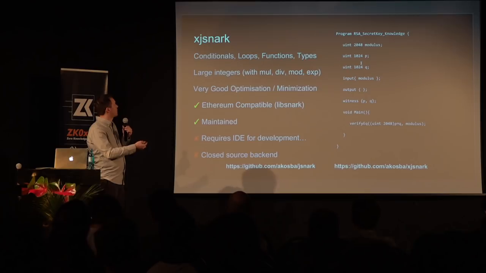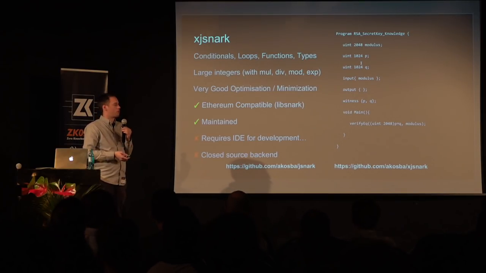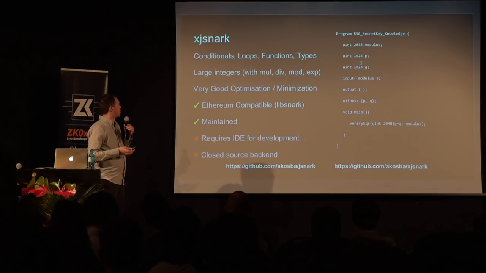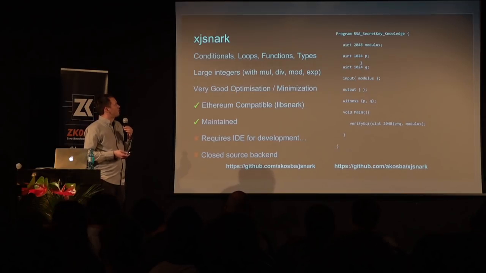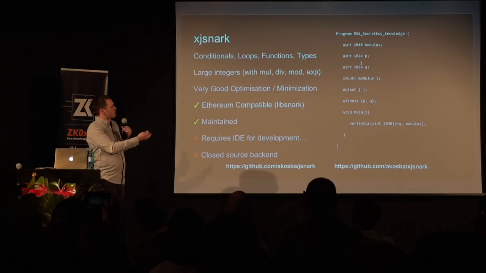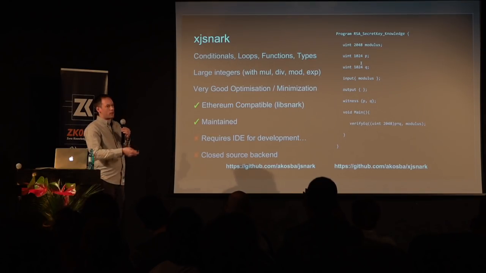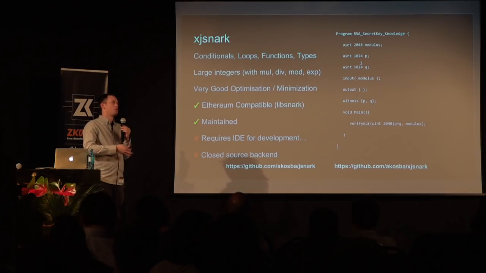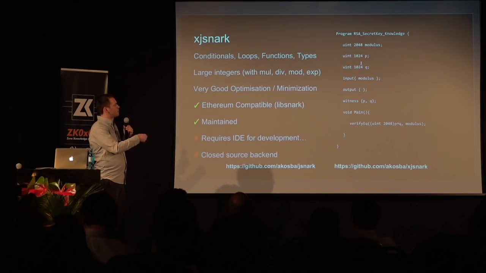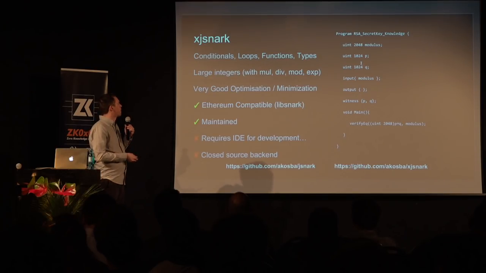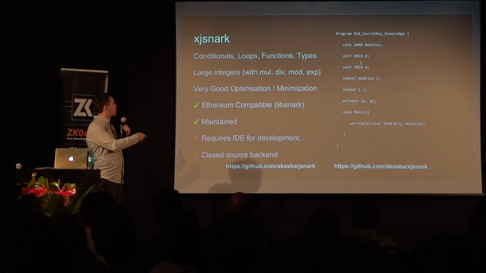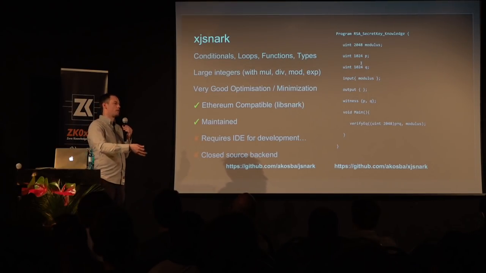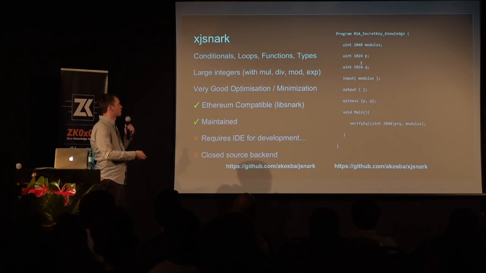And then the next thing we have is zkSNARK, a high-level language that looks kind of like Java or JavaScript. For example, you've got RSA secret key knowledge, where they've created abstractions for you so you can deal with 2,000-bit numbers. You can deal with prime fields, and it hides all of that neatly away for you, and it is a very good optimizer. So this is a very promising project. It's also Ethereum compatible, and it's maintained. But you need to have an IDE in order to be able to write the source code for it to understand what you're doing.